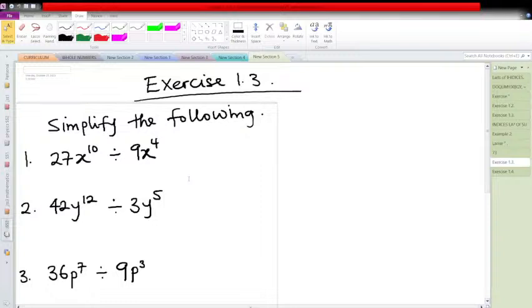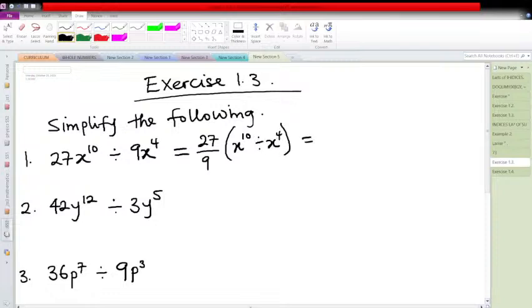They are telling us the amount of x raised to the power 10 that we have and x raised to the power 4. So this is saying 27 x raised to the power of 10 divided by 9x to the power of 4. What you are to do in this case, just like we said, is divide the coefficients. That is 27 divided by 9, into x raised to the power of 10 divided by x raised to the power of 4, which is equal to 27 divided by 9 is 3. I have to separate them because these are the coefficients.